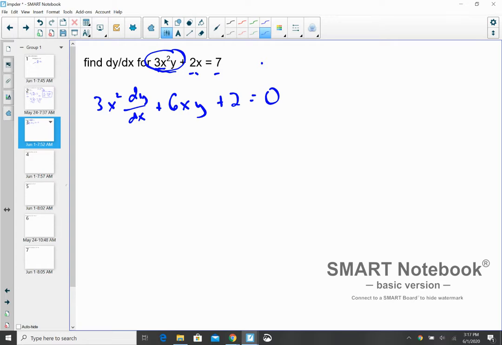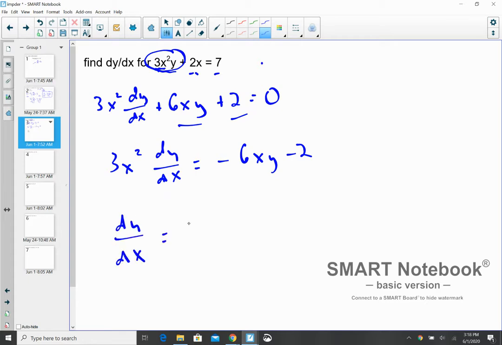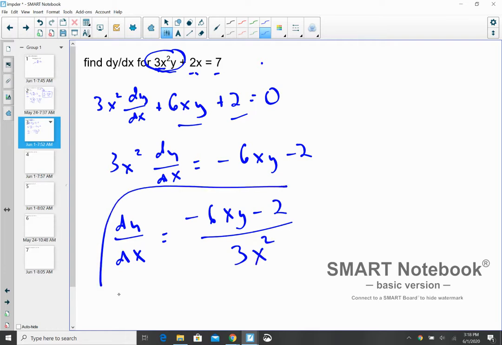But wait, there's more. We have to get dy/dx by itself. All right, so you're going to start off by subtracting these two guys onto the other side. So you're going to get 3x squared dy/dx equals negative 6xy minus 2. Then divide by the 3x squared. And then, my friends, nothing else simplifies. This is our answer. That's all, folks.